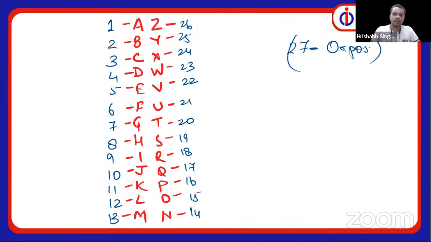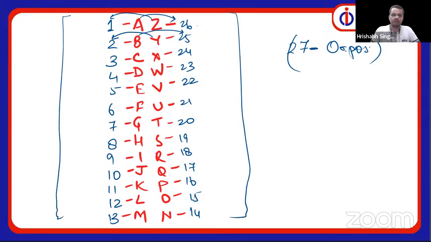Here there are 13 on one side and 13 on the other side. Okay, so you can clearly see the reverse of A. The reverse position of A is 26. Reverse position of Z is 1. Reverse position of B is 25. Reverse position of Y is 2. Isn't it? Can't you see it? Isn't this diagram very helpful?